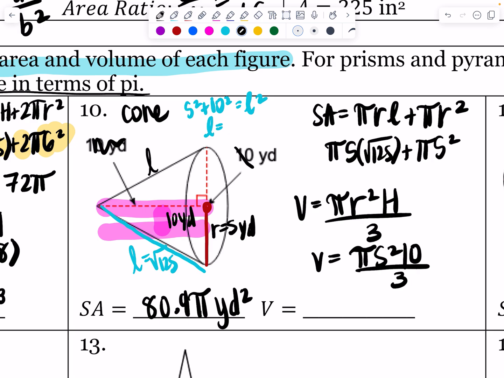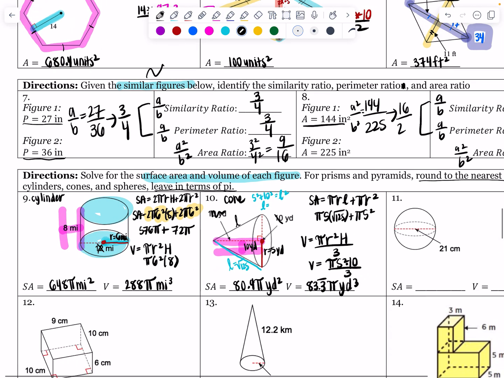So of course 5 squared times 10 should give me 250, and then a third of that is going to give me 83.3 repeating. You can do that as a decimal, or you can turn that into a fraction. If you turn that into a fraction, it'd be 250 over 3. So there is my volume of that cone.